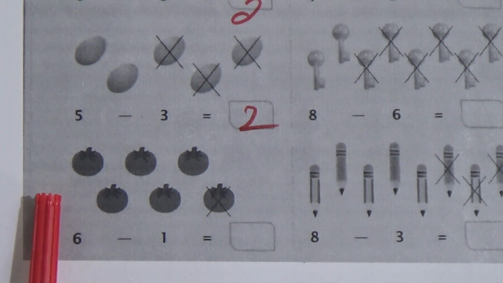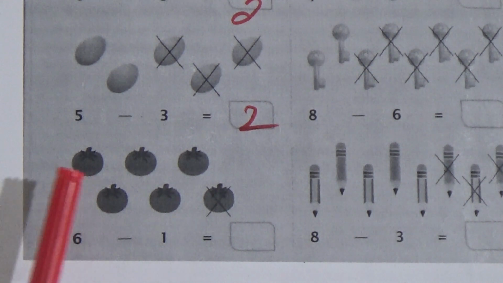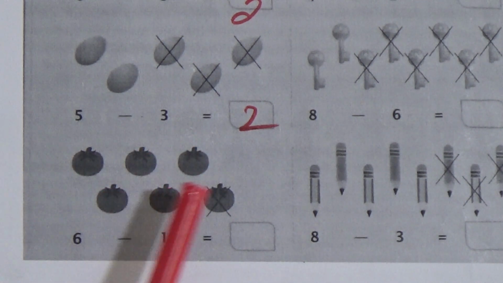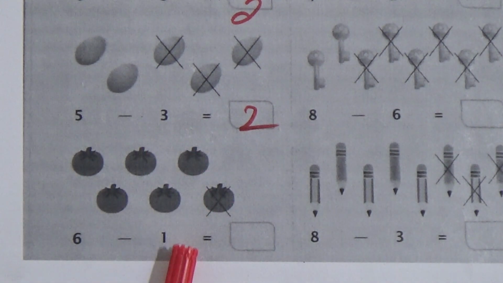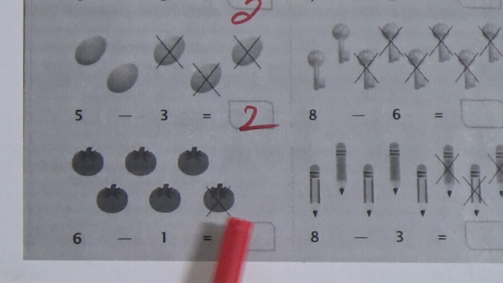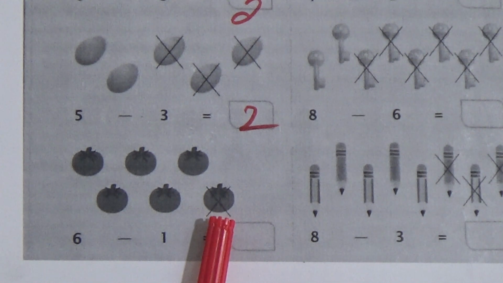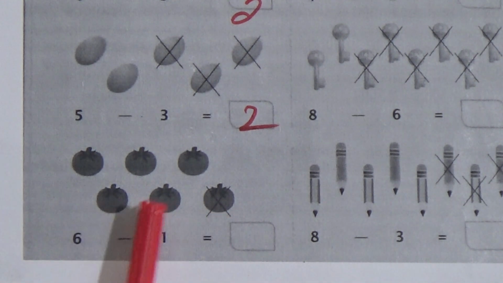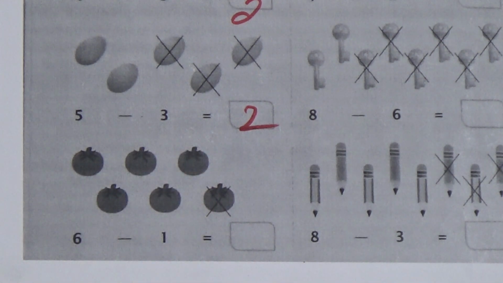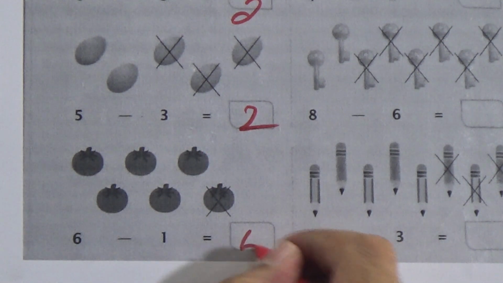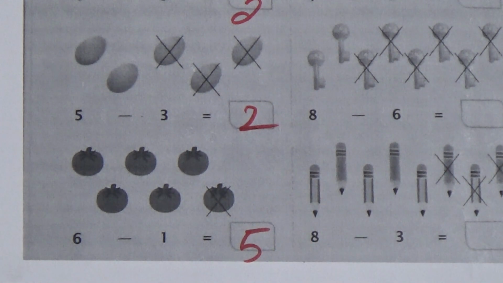How many tomatoes here? These are tomatoes. 1, 2, 3, 4, 5, 6. Here are 6 tomatoes. We have to subtract 1 from 6. It means that cross out 1 tomato. If you cross out 1 tomato, how many left? 1, 2, 3, 4, 5. 5 tomatoes left. So we can write here 6 minus 1 is equal to 5. Now see the next question here.